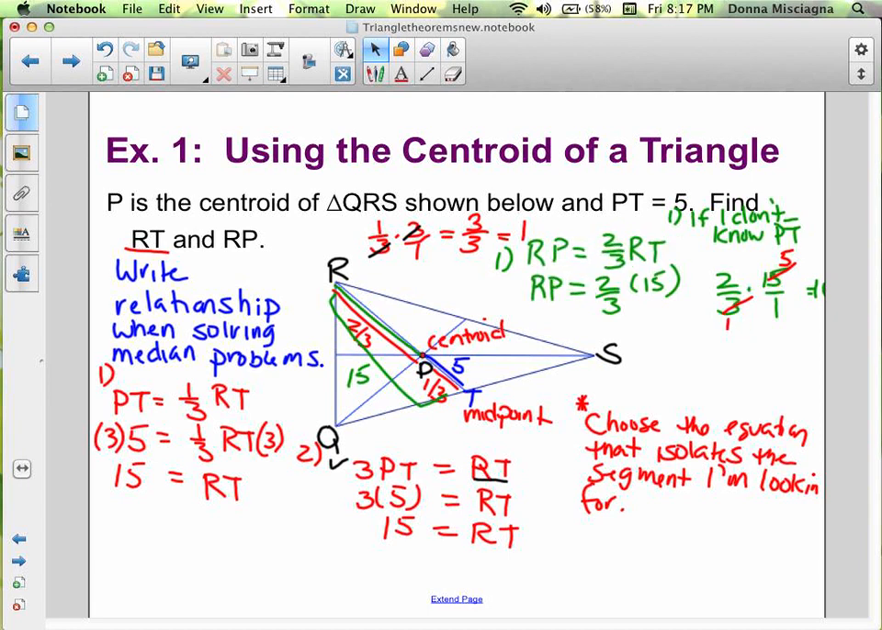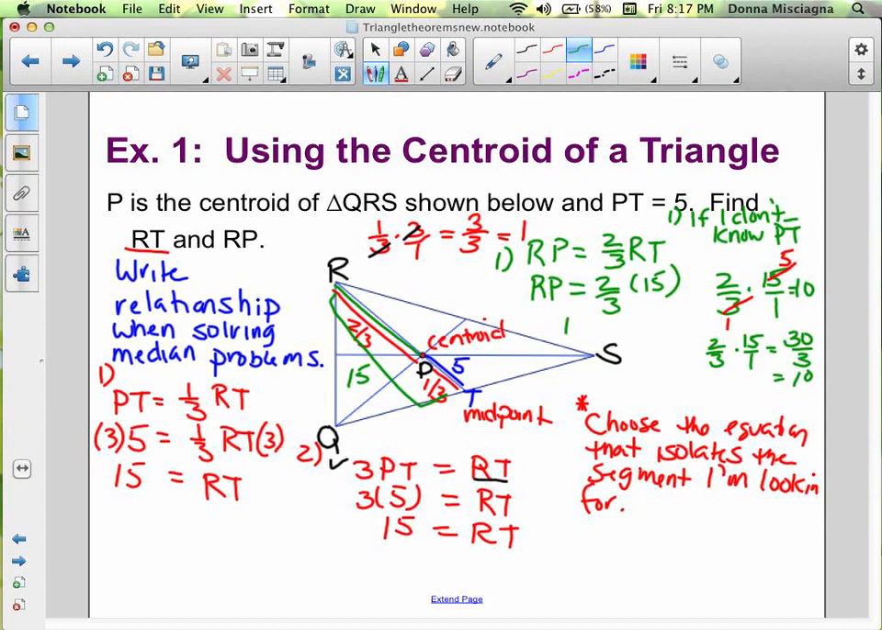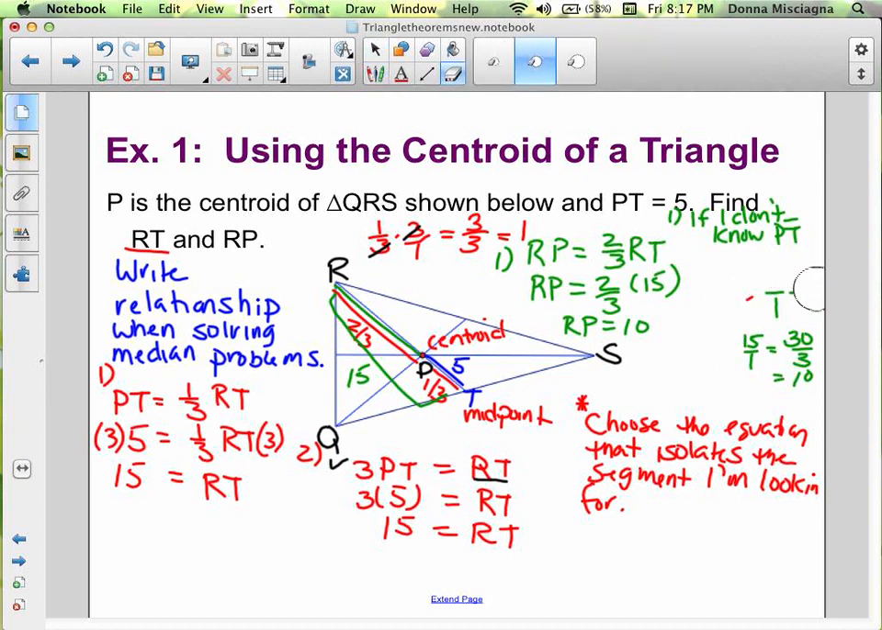Sure, yes you would. If I don't reduce, just for those of you that maybe have trouble, I have 2/3 times 15. And I just multiply. I get 30 divided by 3. And what's 30 divided by 3? Of course, that's 10, right? But let's go back to our problem. So RP is 10. I'm going to erase this stuff because this is just kind of a review of fractions, and that's really not what I was trying to teach you. I was trying to teach you solving for the median.